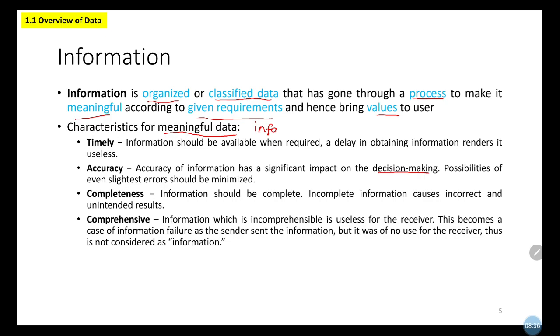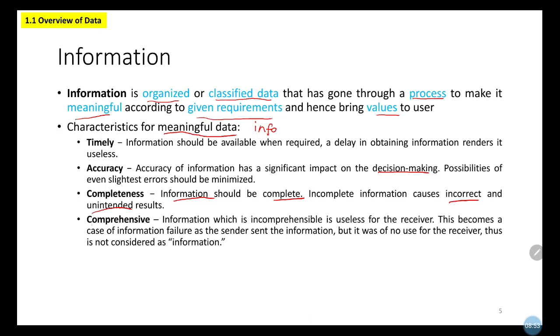And the third one is completeness. Information should be complete. If it's not complete, it will cause inaccurate data, incorrect data, and it can also produce unintended results. So that's why completeness is very important.